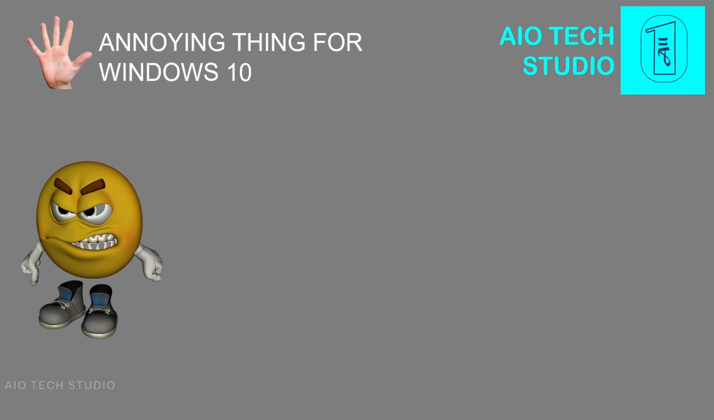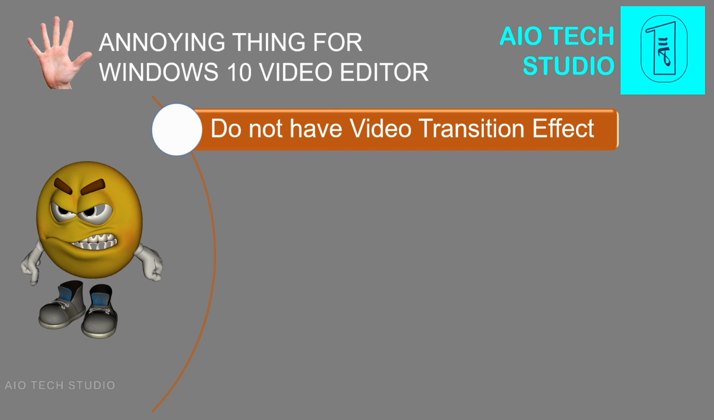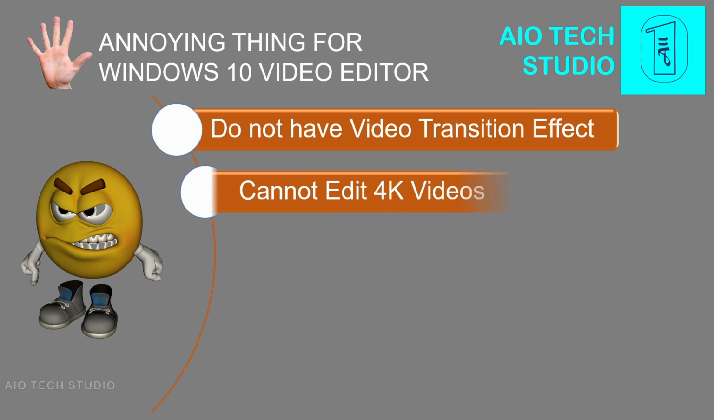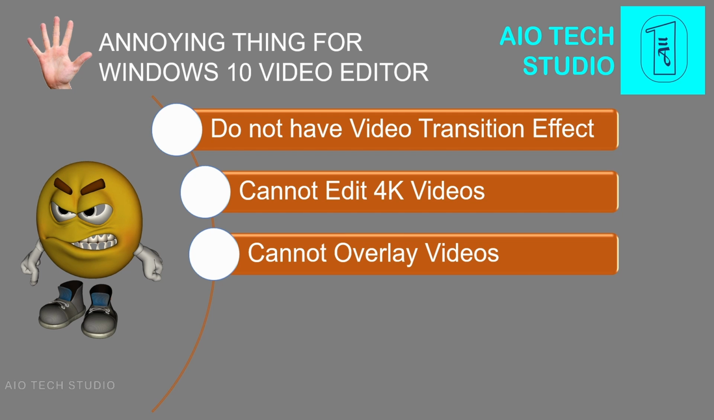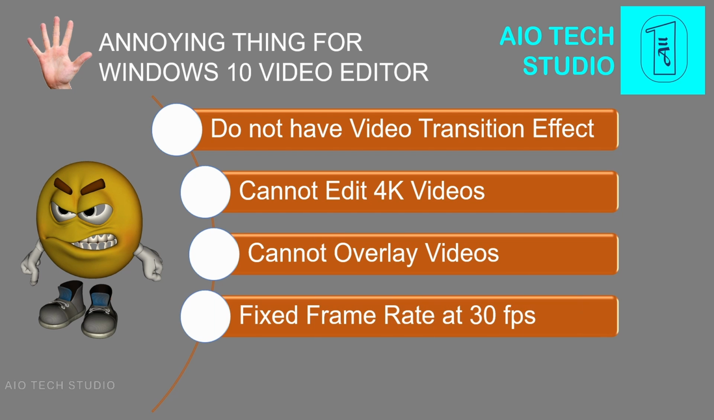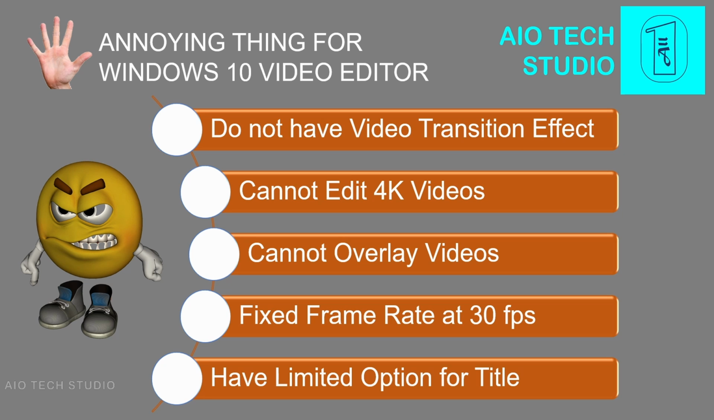This brings us to the 5 annoying things about the Windows 10 video editor. You do not have the option for video transition effects. You cannot edit 4K videos. You cannot overlay videos over another. 30 frames per second is a decent value, but you cannot change the video frame rate. And finally, you have limited options for the title.